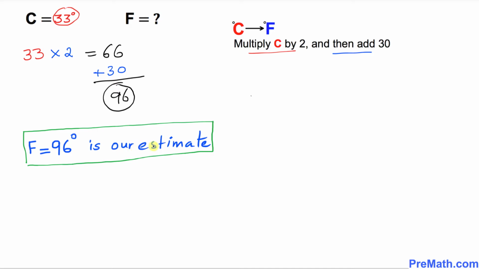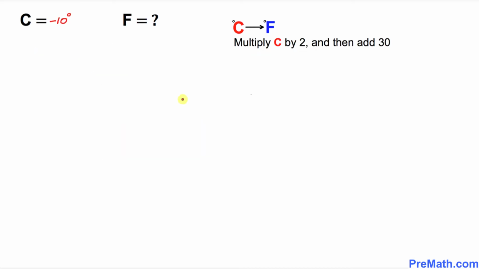Once again, let me remind you that an estimate is not an exact value, but it is pretty close to the exact value. And here is our next example. This time C equals negative 10 degrees. Once again, we will be using this technique, this formula. Multiply C by 2 and then add 30.